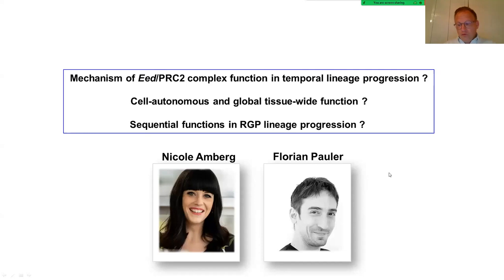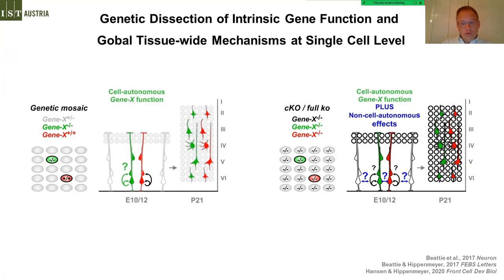Now, to address these questions, we have started to establish two genetic paradigms using the MADM labeling technique. In the first, here on the left, we induce a genetic mosaic. What this means is we have green cells that are mutant for our candidate gene of interest, EED in this case, part of the PRC2 complex. And we can compare it directly to wild-type cells because they are labeled in red, and we can trace and follow cortical development in the sparsely labeled neurons.